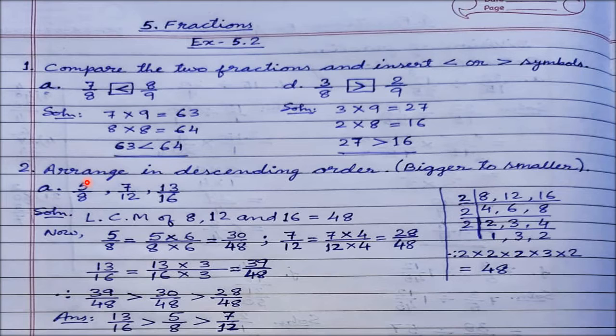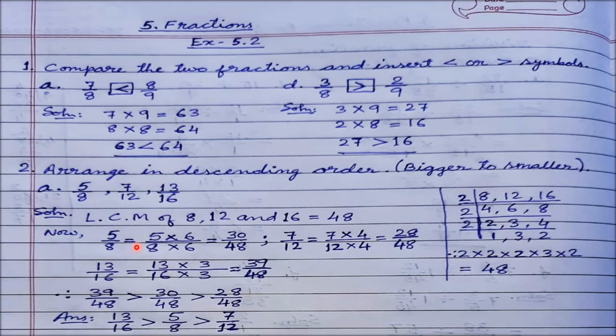That means we first have to make them like fractions. In order to make them like fractions, we should first find out the LCM of 8, 12 and 16. That means the LCM of the denominators of those fractions. So the LCM of the denominators, if you find it out on the rough side, 8, 12 and 16, we get 48. So the LCM of 8, 12 and 16 is 48.